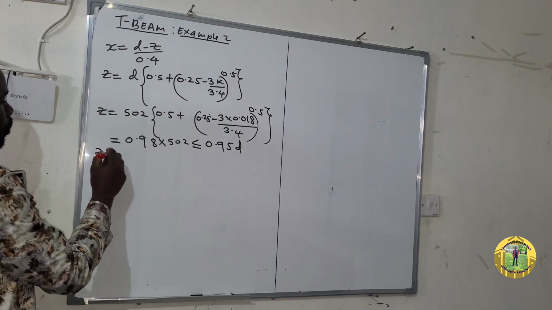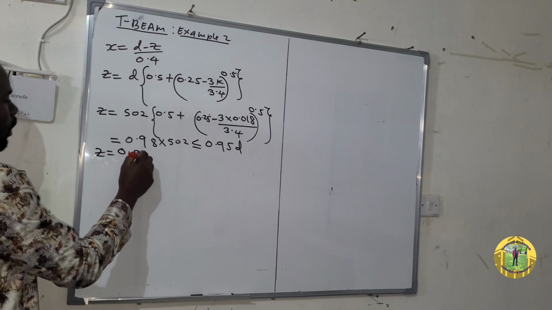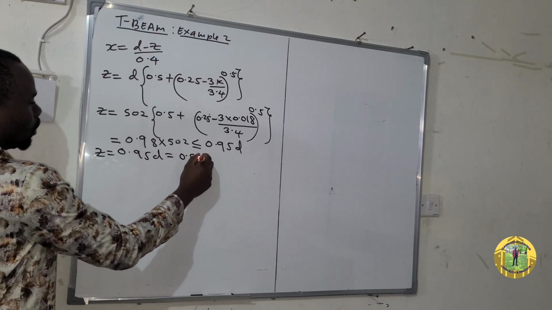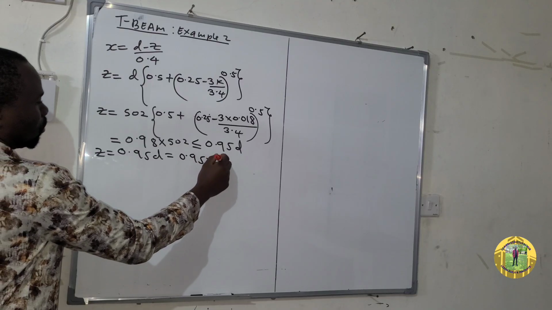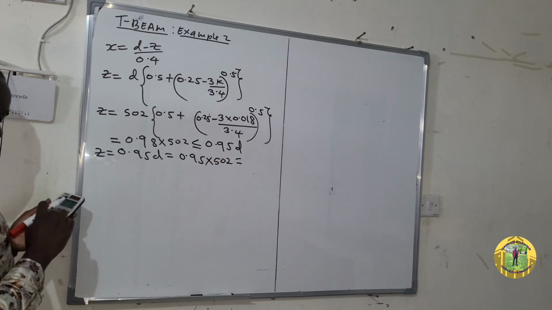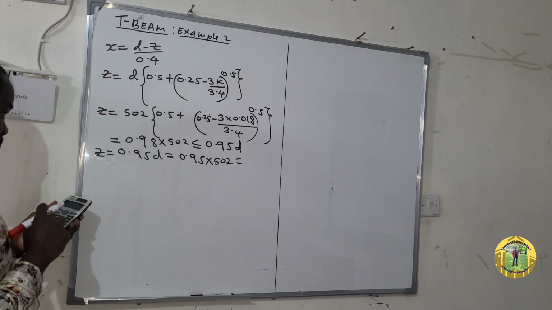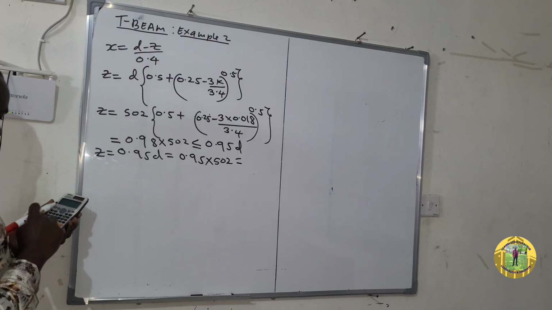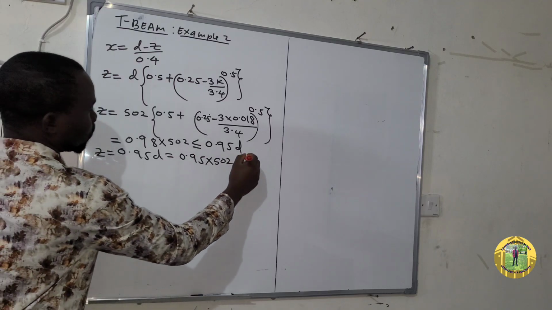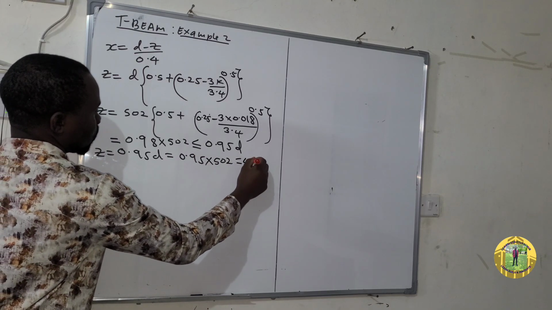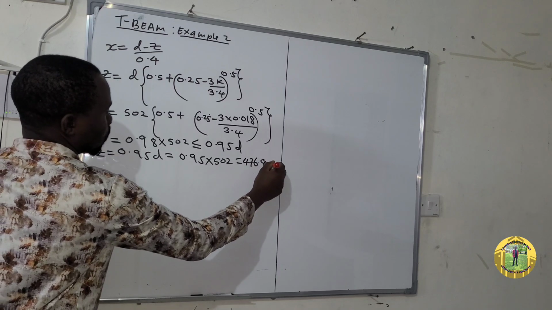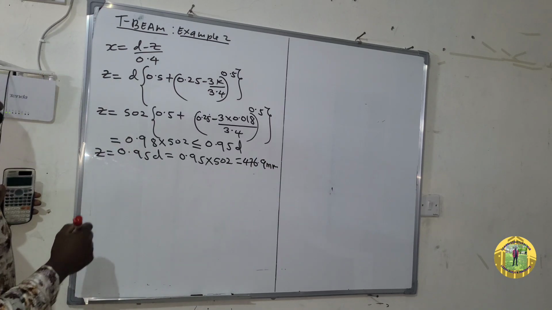Therefore, Z is equal to 0.95D, which is equal to 0.95 times 502, which is 476.9 millimeters. So this is Z.